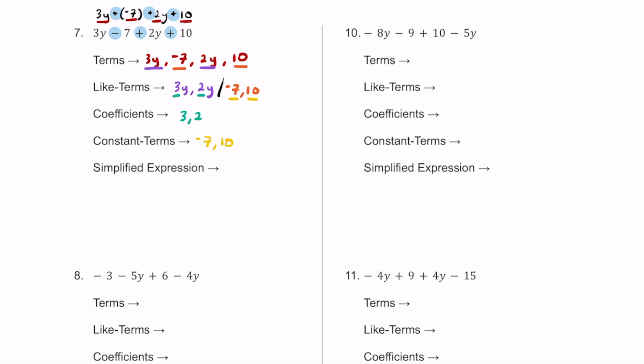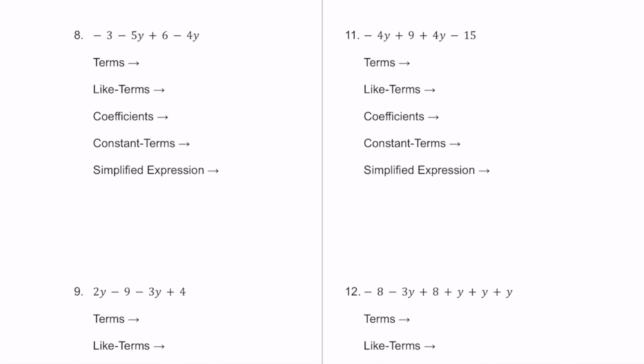And then for simplifying this, 3y plus 2y, 3 plus 2, adding their coefficients is going to be 5y. And then negative 7 plus 10 is going to be a positive 3, so we can go ahead and write plus 3. And that is as simplified as we can write this answer, or this algebraic expression.